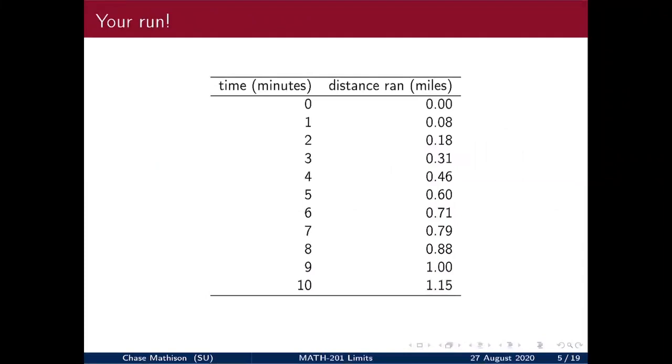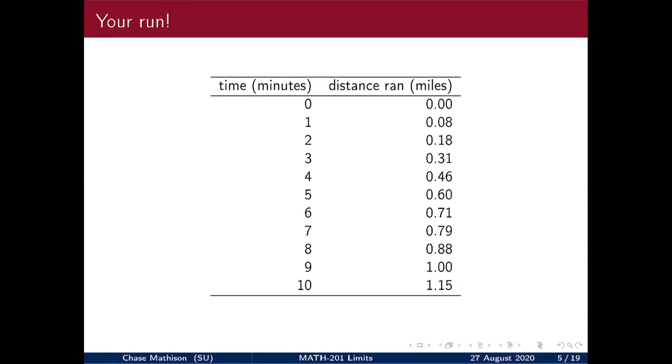So here's what this data looks like. You look at your phone, your generic, non-branded phone, and you get this data. At 0 minutes, you obviously had run 0 miles. At 1 minute you ran 0.08 miles, and so on and so on. That's how this table works. At 10 minutes you would have run 1.15 miles.